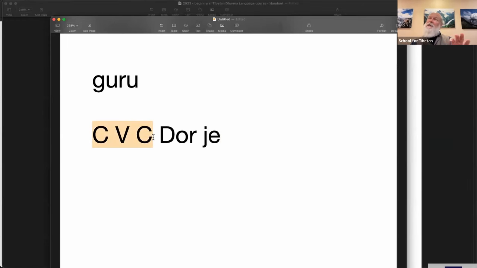So the basic structure of the Tibetan language is one single syllable. A single syllable brings meaning. One, but unfortunately, 2, 3, 4, 5, 10, 15 meanings. One syllable can have many meanings in Tibetan.